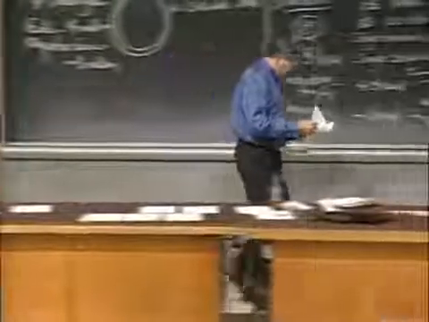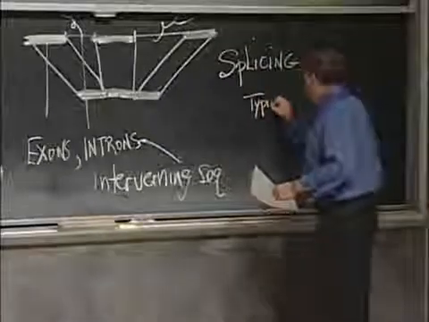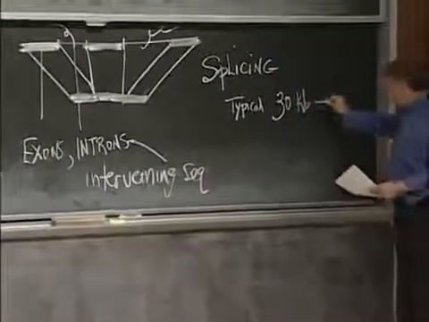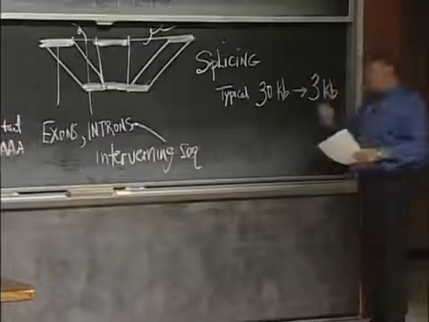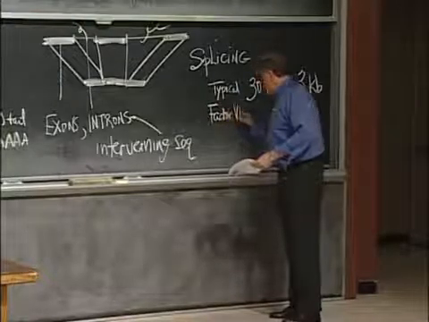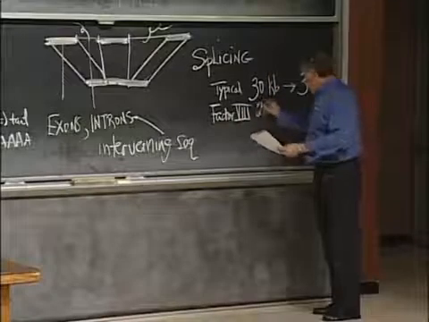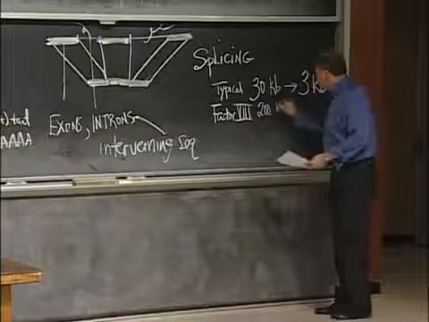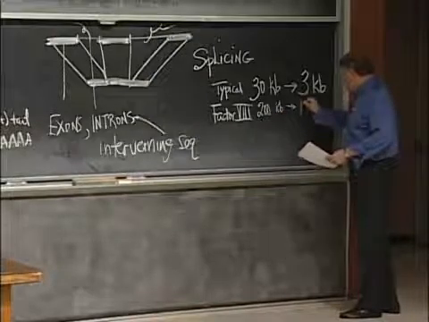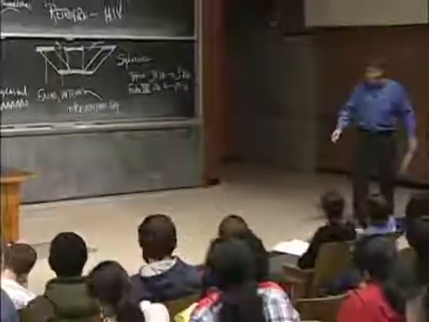So, there's some pretty impressive splicing events that go on. A typical gene might start off 30 kilobases, 30,000 bases, and it might get spliced down to 3 kilobases, 3,000 bases. But for example, the factor VIII gene that encodes the factor that hemophiliacs lack, it starts off with 200 kilobases, 200,000 bases, and all but 10,000 are cut out. So it starts off 200,000, you throw out 190,000, you get down to 10.